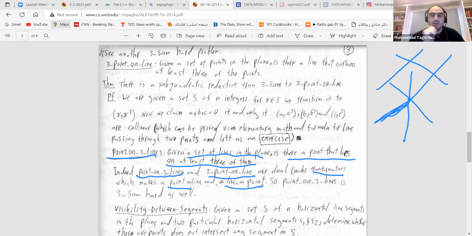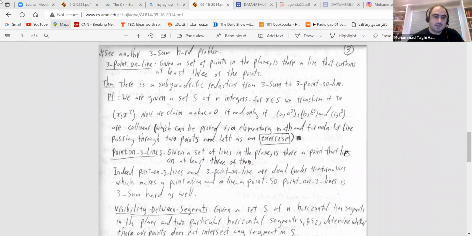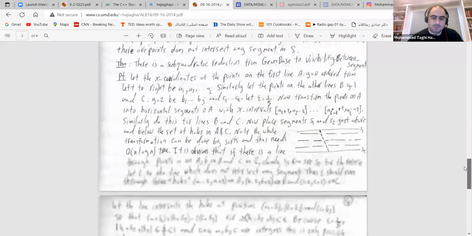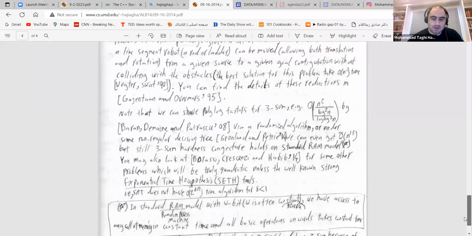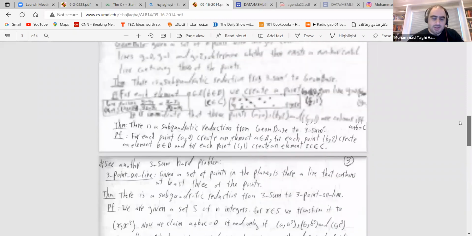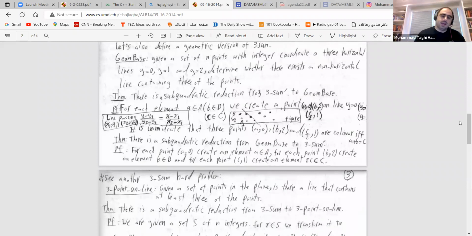Great. So there are a few other problems that I will mention next time. These are a few other geometric problems. There are several geometric problems that we already showed are hard. I will talk a little bit more about this one.